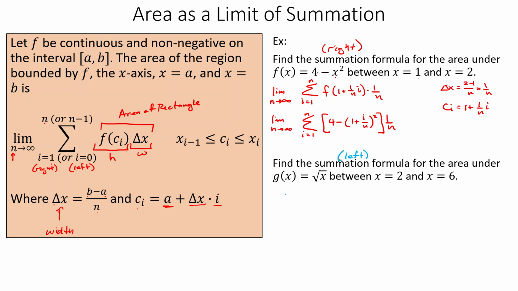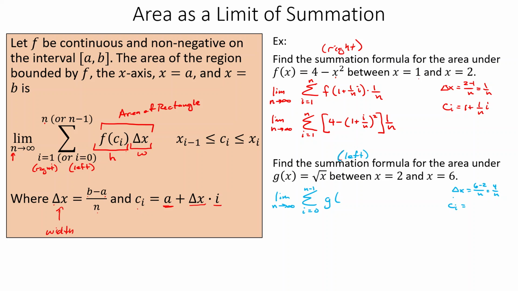Since we're going to start from the left here, we're going to do the limit as n goes to infinity still. Our sum is going to go from 0 to n minus 1. And we've got our function g of, well, we need delta x. Delta x is 6 minus 2 over n, or 4 over n. And we need to know what we're going to plug in. What's our endpoint, c sub i?